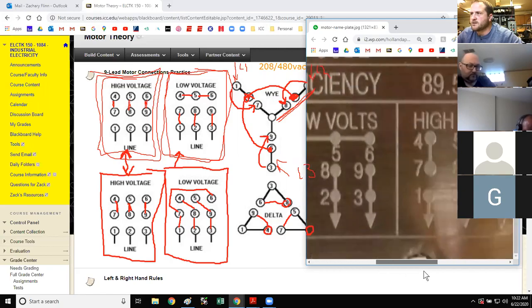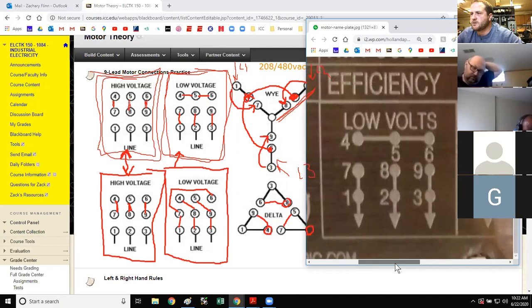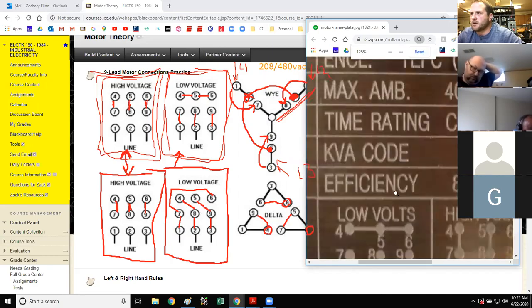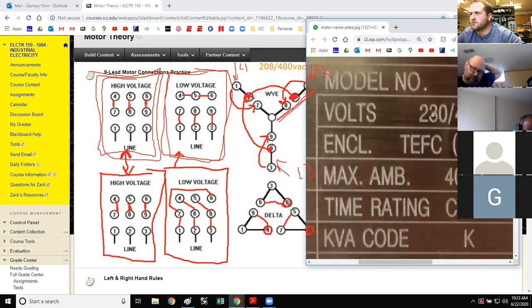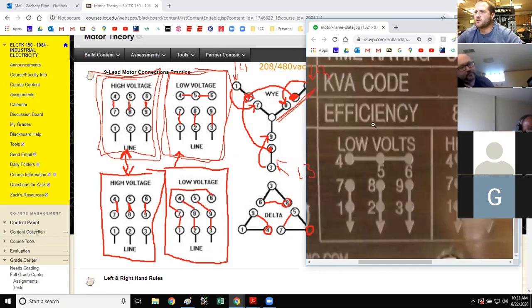So what this is telling us is that if you're using low voltage operation, so on this motor, it's 230, 208, let's say. It's saying, hook up 1 to 7, 2 to 8, 3 to 9. And then hook 4, 5, and 6 together. So is that Y or delta? Low voltage Y.